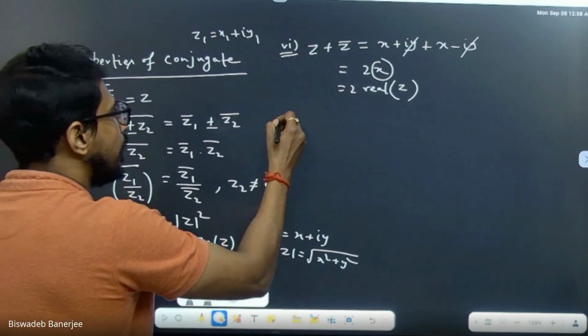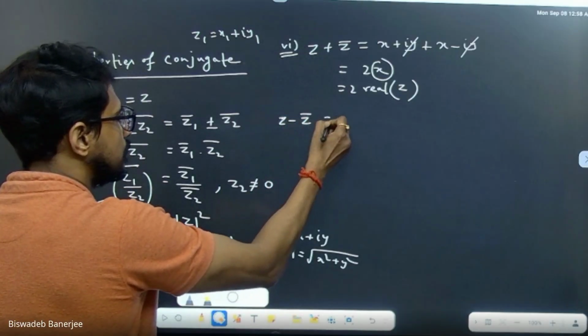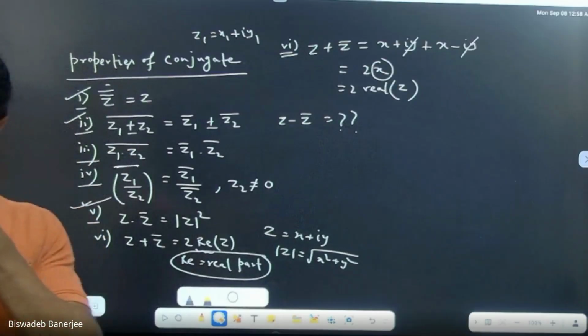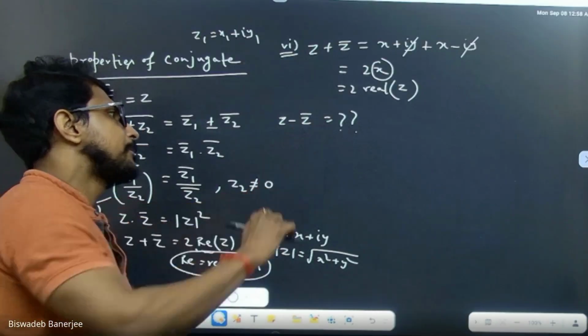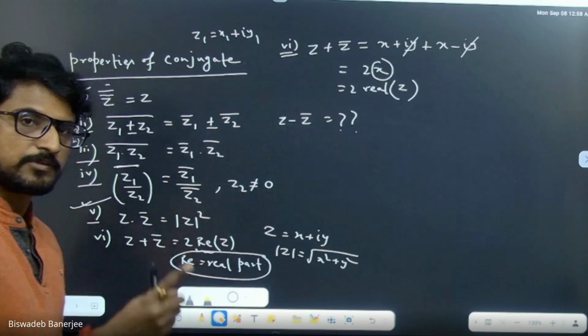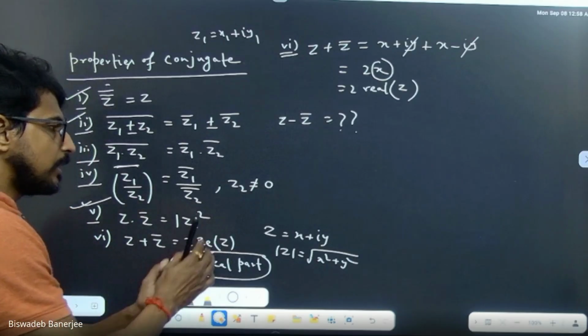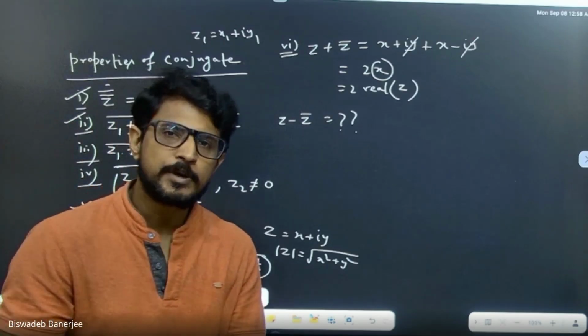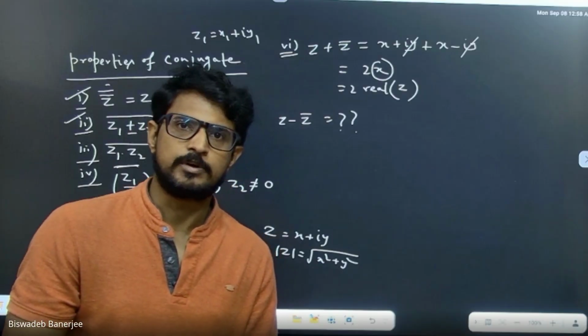Similarly, you can think what will be my Z minus Z bar. Okay, I'm giving you homework. What is Z minus Z bar? Just think yourself. So these are some very interesting and important properties of the conjugate of a complex number.